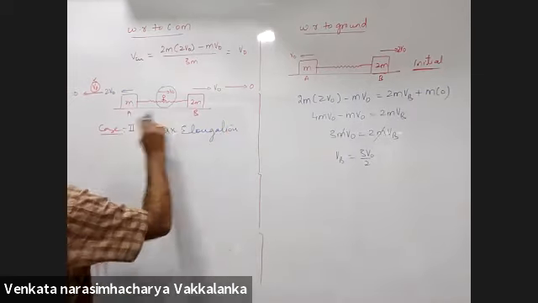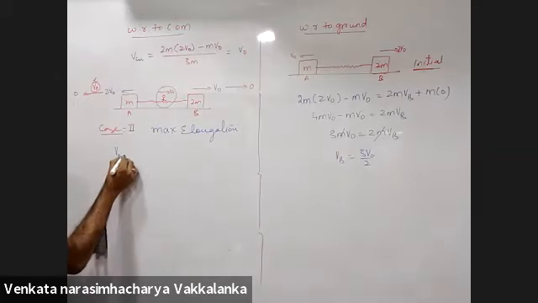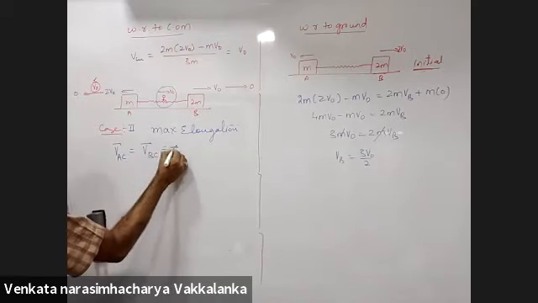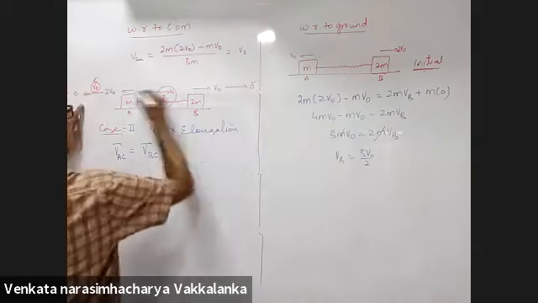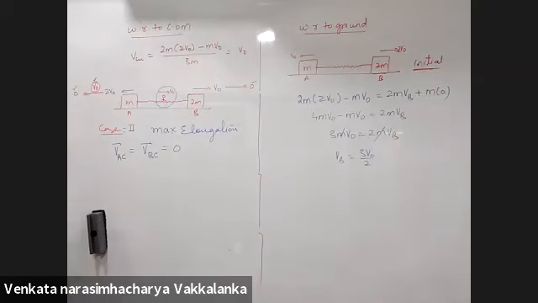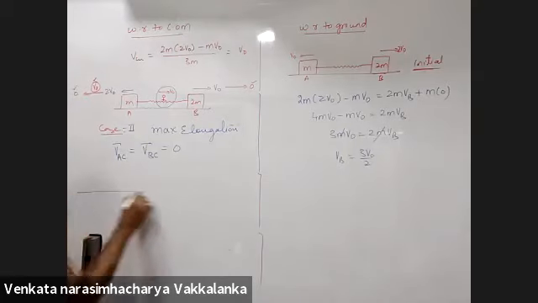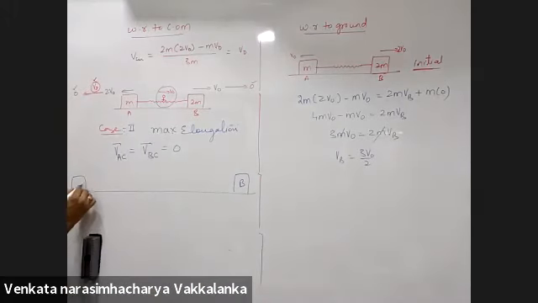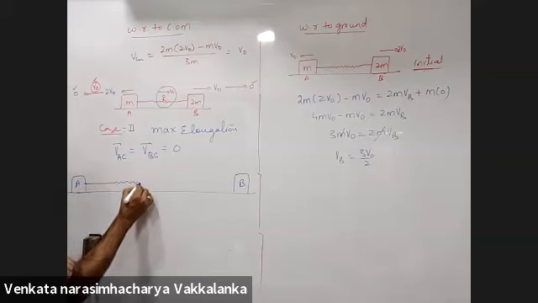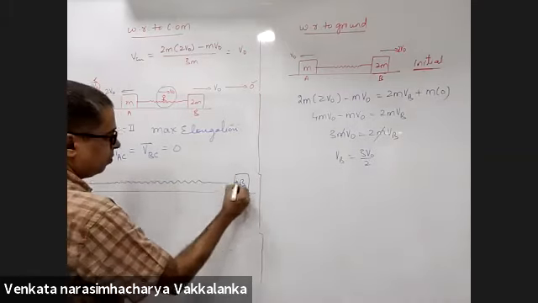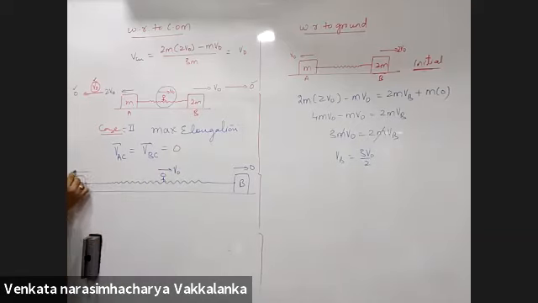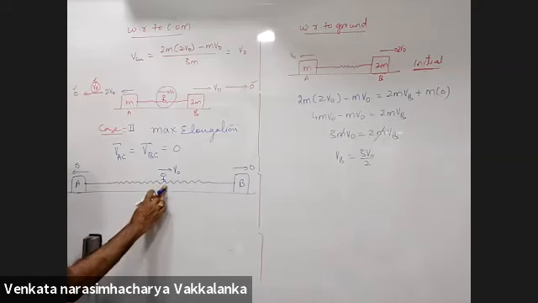At maximum elongation, velocity of A with respect to center of mass should be equal to velocity of B with respect to center of mass. Both should come to rest. Do you agree with that? Yes, sir. At maximum elongation, B came here, A came here. This is the maximum elongation. This is 0. Center of mass is moving with V naught. This is 0. Both velocities with respect to center of mass will be 0.